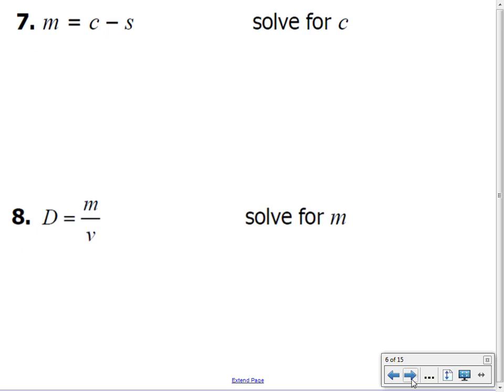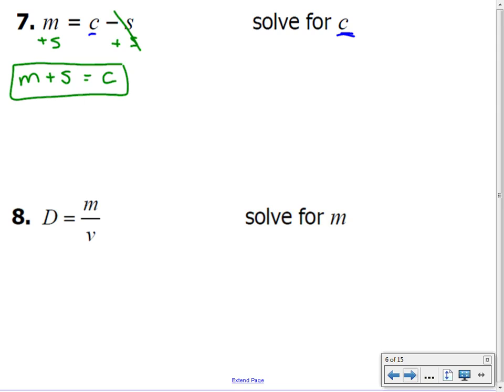Okay, let's make it a little different. For number 7, we're solving for C. Okay, there's no multiplication this time. We have C minus S. So we need to get rid of the minus S, so we use our inverse operations. We add S. This cancels. We need to add M and S together, but we don't know what numbers we have for M and S, so we just leave it as M plus S is equal to C, and that's our final answer.